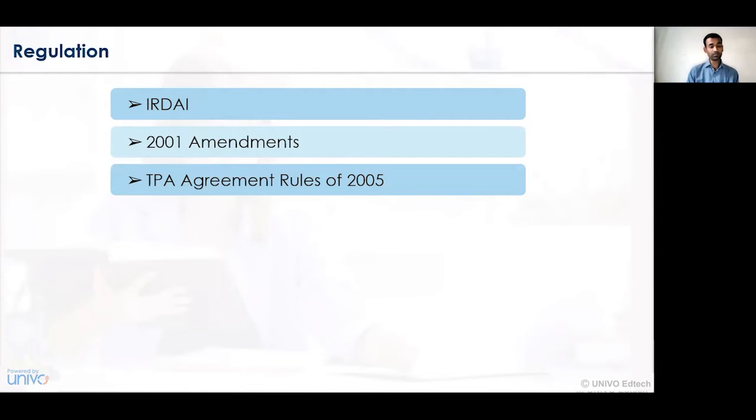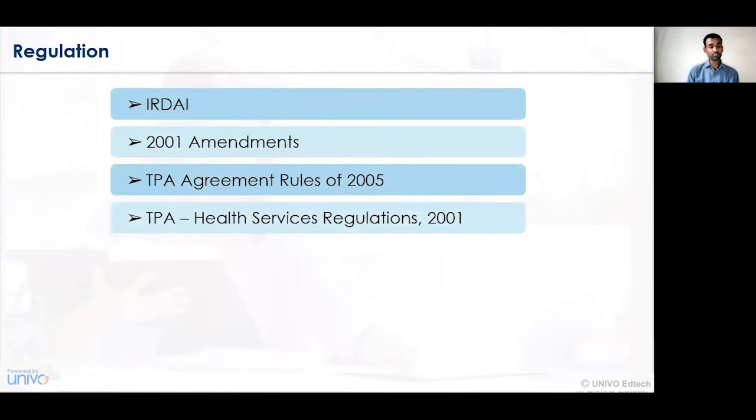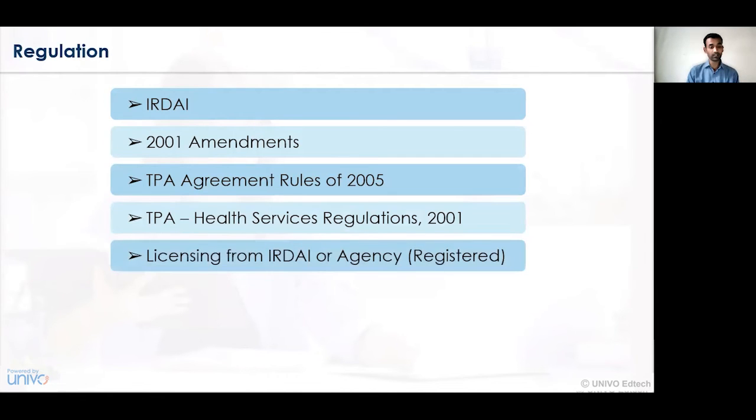And every third party administrator who is registered with the Insurance Regulatory and Development Authority of India, that is IRDAI, has to follow those rules, norms, guidelines and policies framed under the provision or control of IRDAI. In addition to these, there are the TPA Health Service Regulation Agreements, which a third-party administrator has to sign with the insurance company as well as with the regulatory authority. Those particular regulations are provided in the Act or in the amendment of 2001.